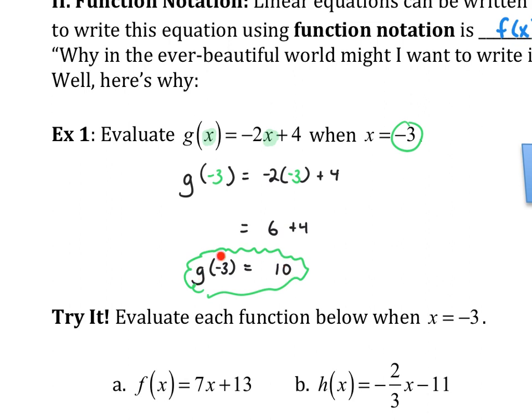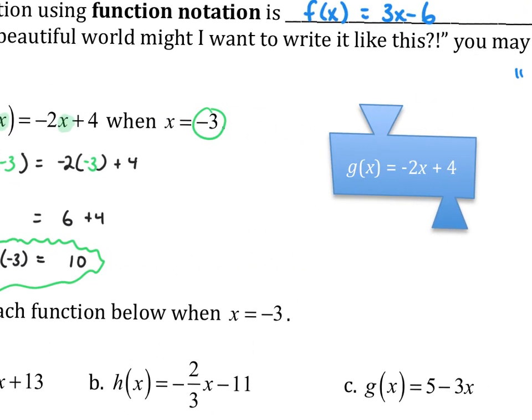So quickly right here, I can see the point, as opposed to using just the y notation, where you write y equals, plug in negative 3, get your 6 plus 4, and at the very end we get y equals 10, and we're like, oh, okay, y is 10. What did I put in again? Oh, you have to come back up here to see. So notice that we can just say g of negative 3 is equal to 10.